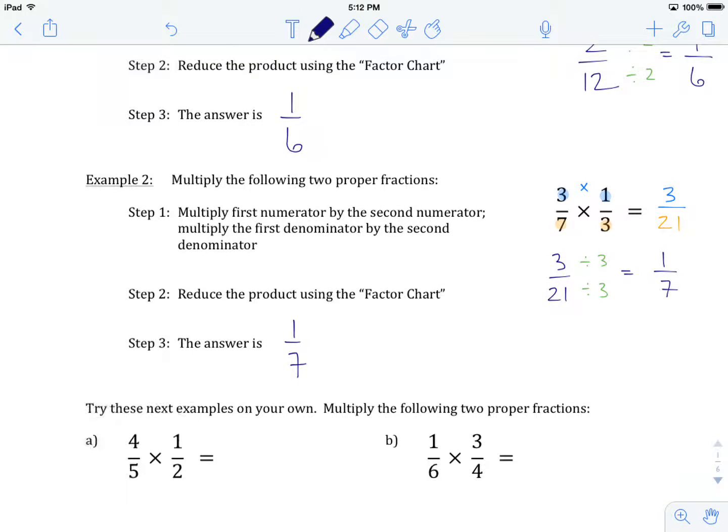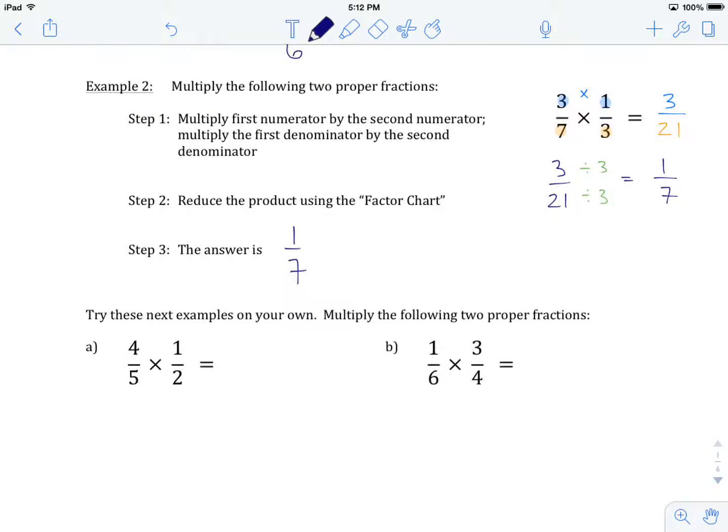So that's our procedure. Again, quickly, we multiply our numerator by our numerator and get an answer. We multiply our denominator by the other denominator. That gives us our new denominator, and then we reduce, just like we did when we were using addition and subtraction.